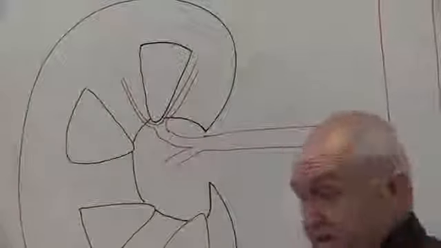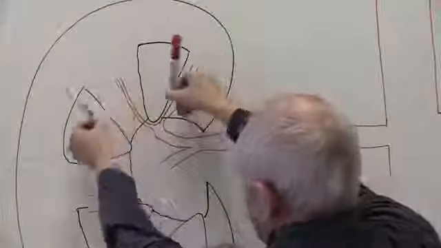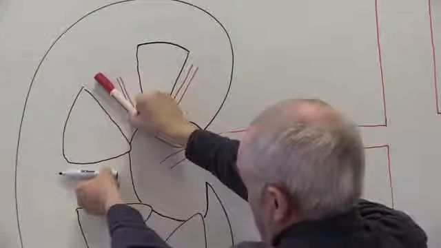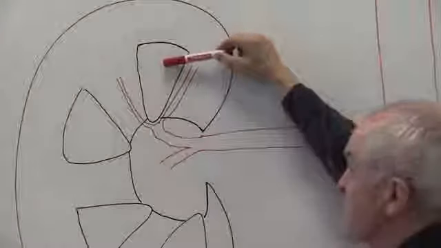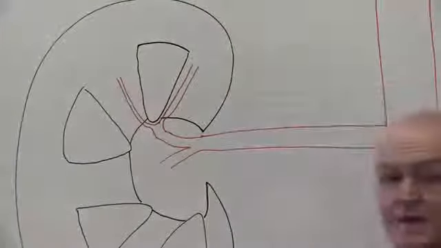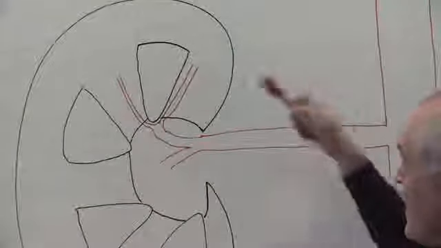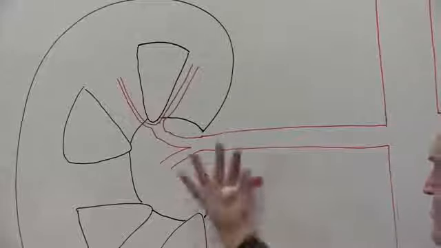So one lobe of a kidney would be like one section, like this. That would be one lobe. That would be another lobe. So a lobe is one renal pyramid, and the cortex above that renal pyramid. So these are interlobar arteries carrying blood up that way.